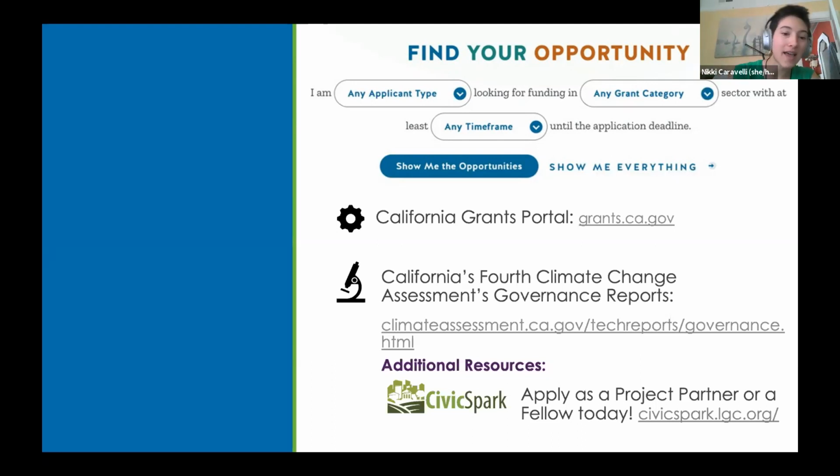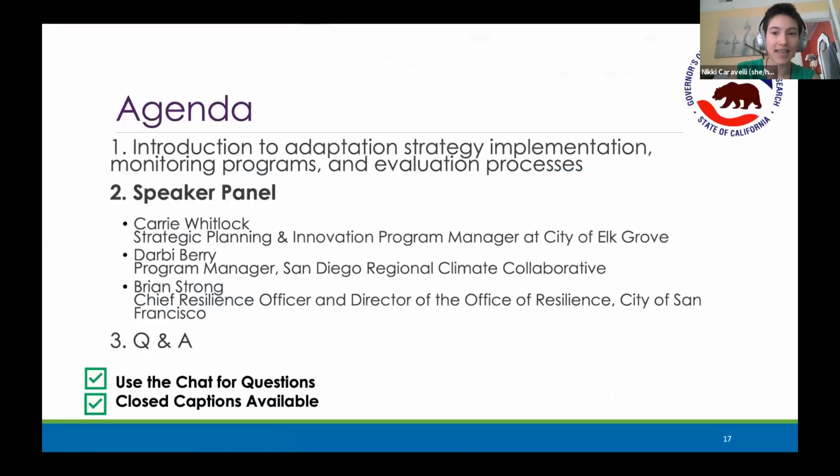And then finally, Civic Spark, just to continue to beat that drum of what an amazing resource Civic Spark is, as well as Climate Action Corps, they're still accepting project partners and fellows. So apply as soon as possible if you want the support of Civic Spark or Climate Action Service Fellow. I think that is all for my slides.